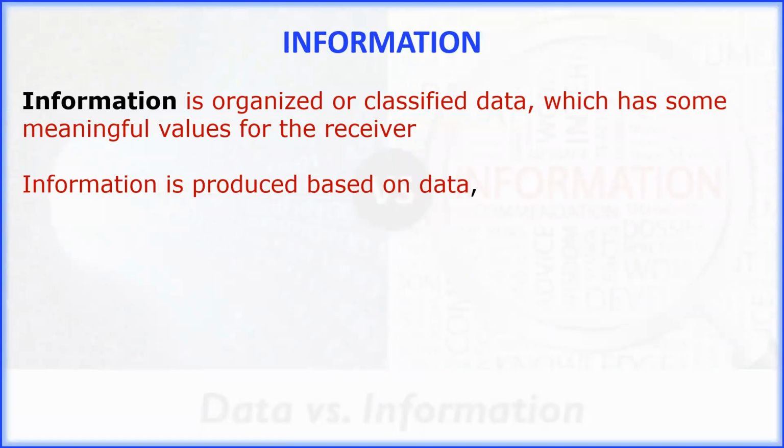By looking at the information, you can make decisions. You can use information for the decision making process. Here you can see it's explained as information is organized or classified data. Data we identified as unorganized fact, but information we can say is organized, meaningful, classified data, which has some meaningful value for the receiver.